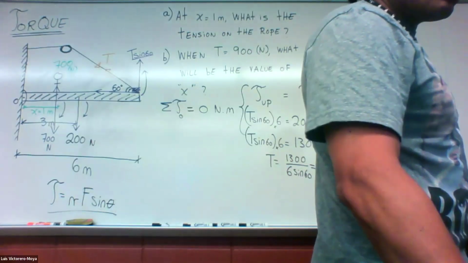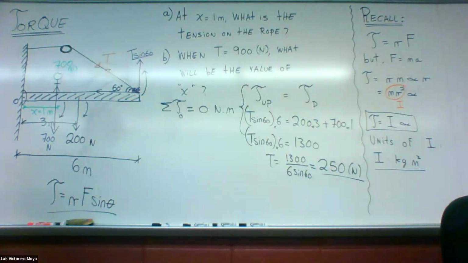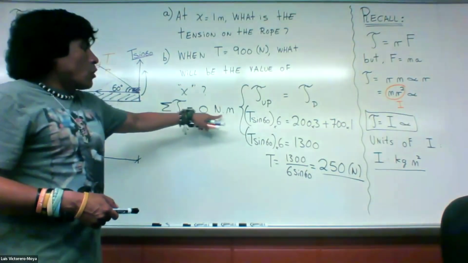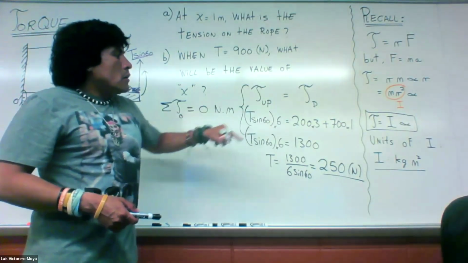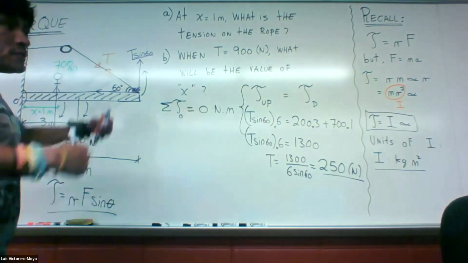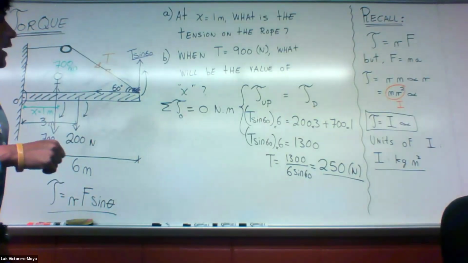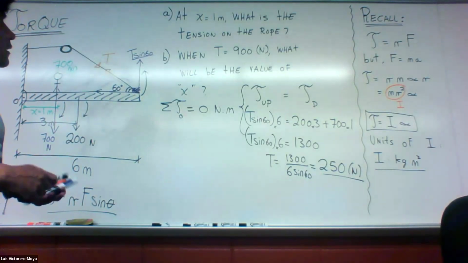Okay. So that's how you solve for the tension. Similar to what we did yesterday, but now we added another mass, another weight here. So the net torque in one direction is equal to the net torque in the other direction. Okay, so that's part A.